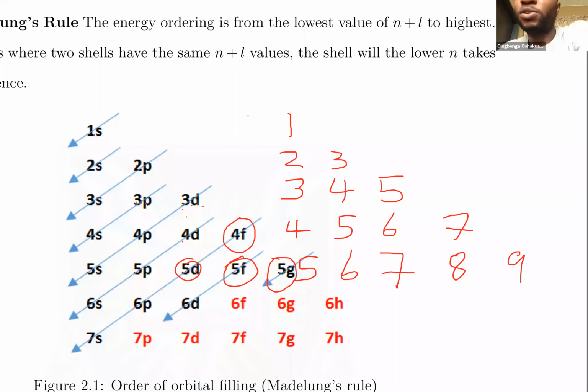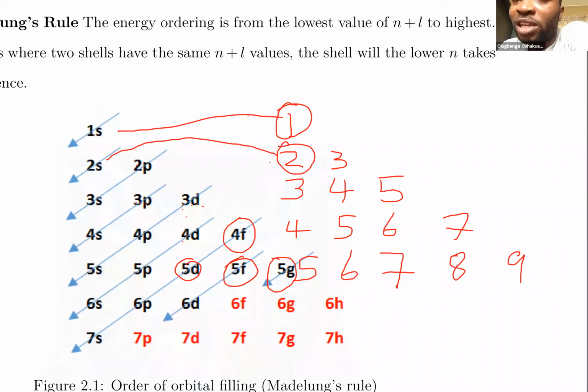So when we follow Madelung's rule, it tells us that after 1, the next one is 2. After 2, the next one is 3. But now we have two 3s on this figure. Because there is a conflict, it asks us to settle the quarrel with the one with the lower n. This is n equal to 2. This is n equal to 3. But their n plus l are equal.